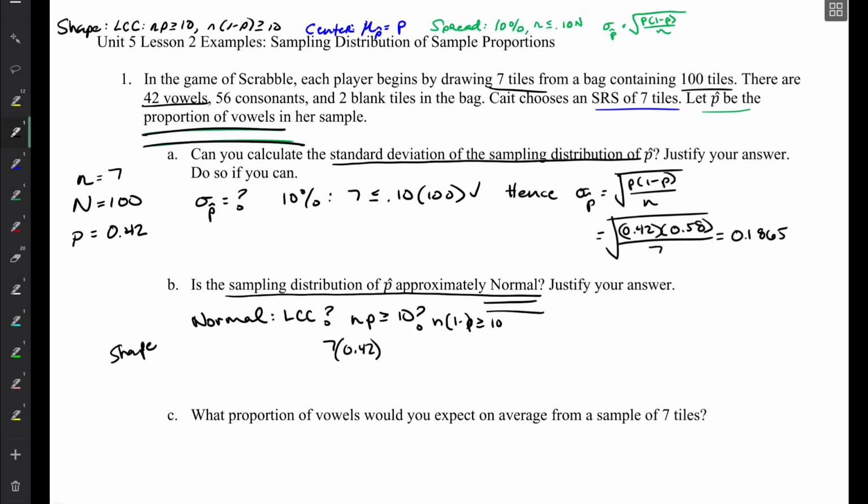But here's the thing. This should obviously be a false statement, real quick and easy for us to see. I don't need to punch in 7 times 0.42 into my calculator because I know that 42% of something less than 10 cannot be more than 10. So this is not going to be approximately normal because my large counts condition is not satisfied. I don't even need to check the other half of the condition, n times 1 minus p, because we know it's not going to be satisfied. So, is the sampling distribution normal? We say no, not normal. The LCC is not satisfied.